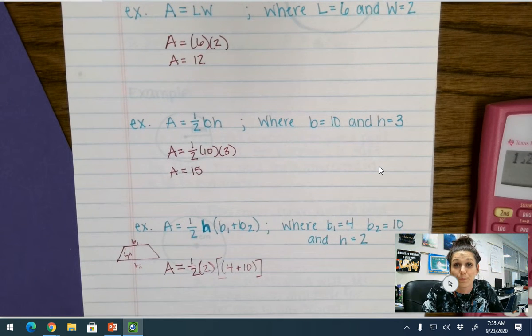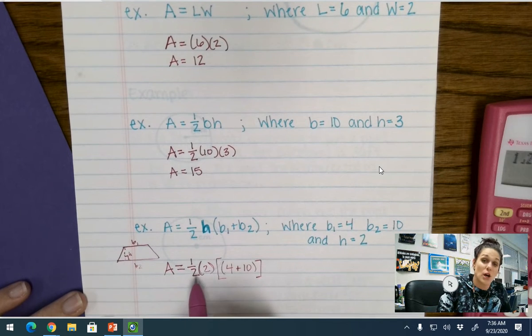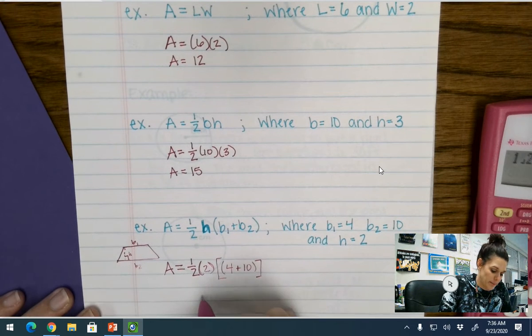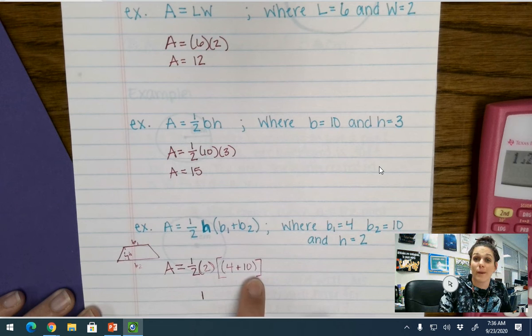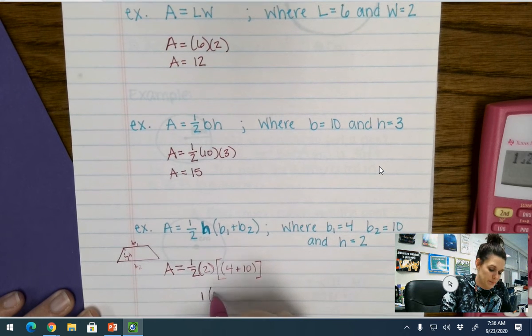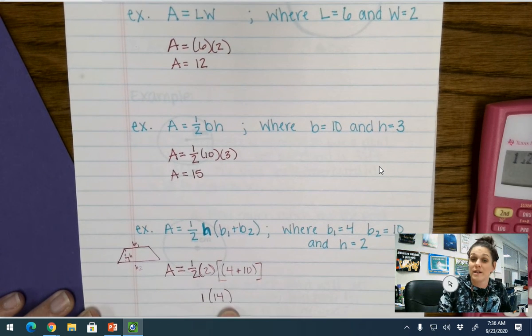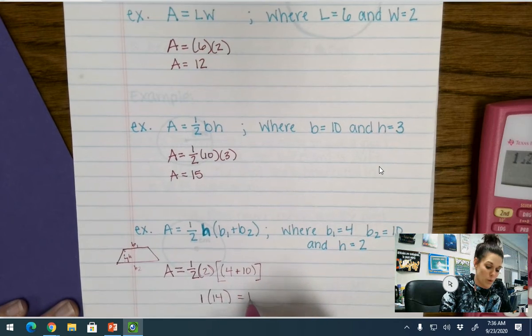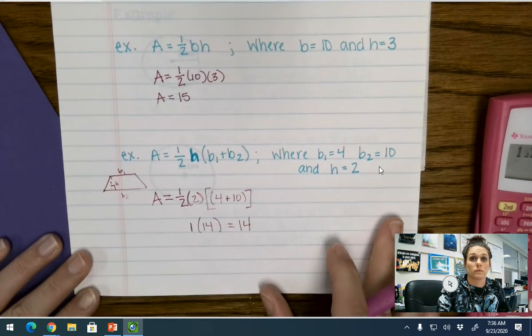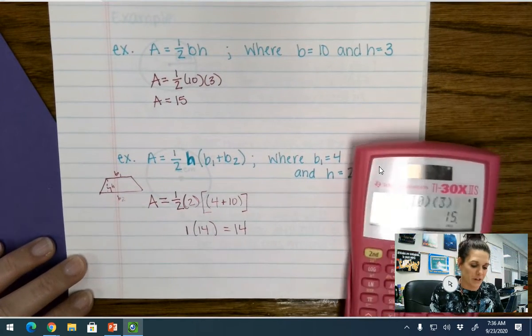Whoa. Okay, so I'm going to work this by hand, and then we're going to check, can the calculator do all of this first step in one big step? So we're going to see in just a second. So half of 2 is 1, and 4 plus 10 is 14. And 1 times 14, well, that is 14. Let's see if our calculator can get the answer of 14.